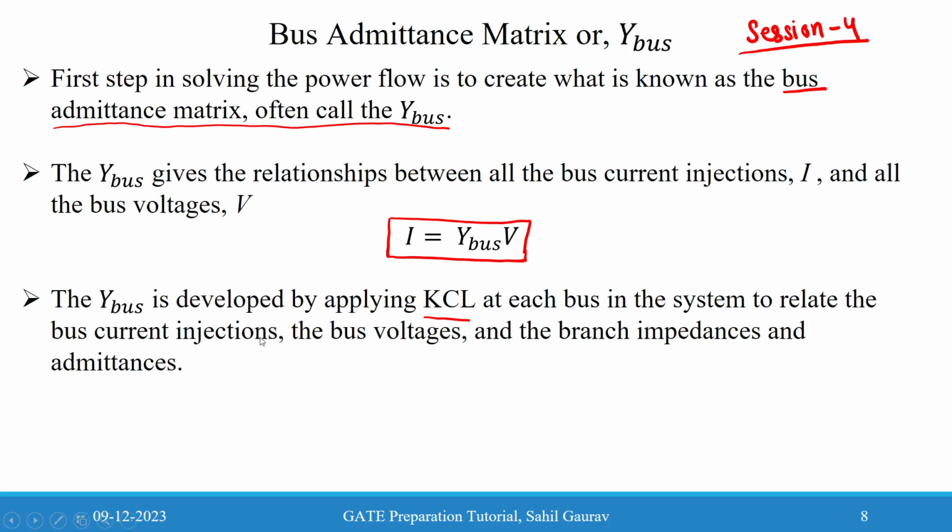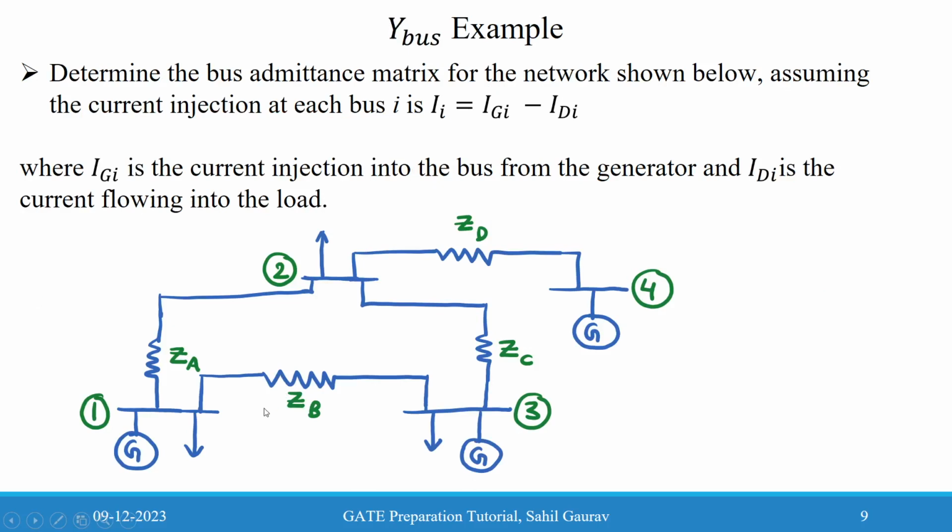So let us see some examples based on the Y bus. We have to determine the bus admittance matrix for the network shown below, assuming the current injections at each bus, having IGi the current injection and IDi the current demand. So I have written down here IGi, the current injection into the bus from the generator, and IDi, the current flowing into the load.